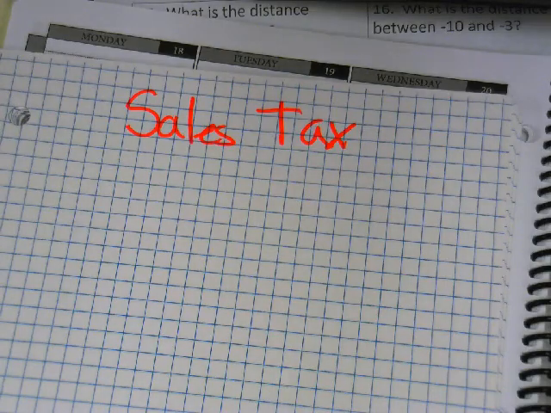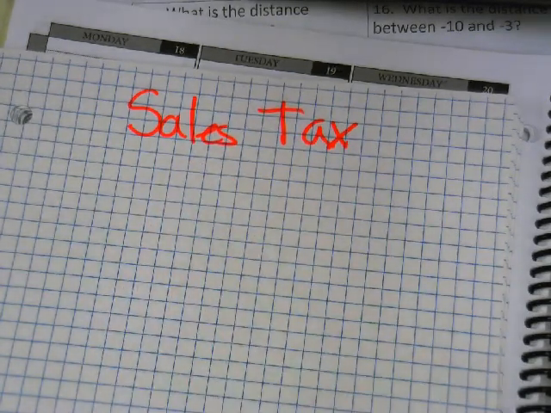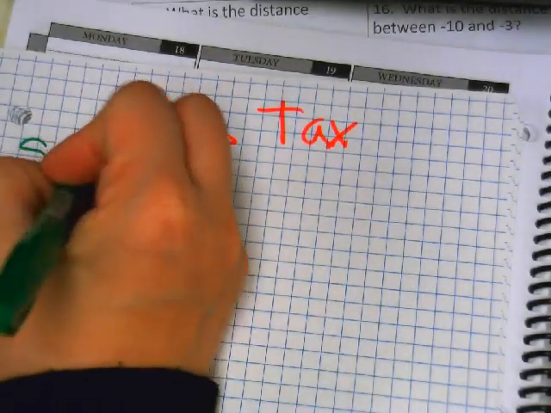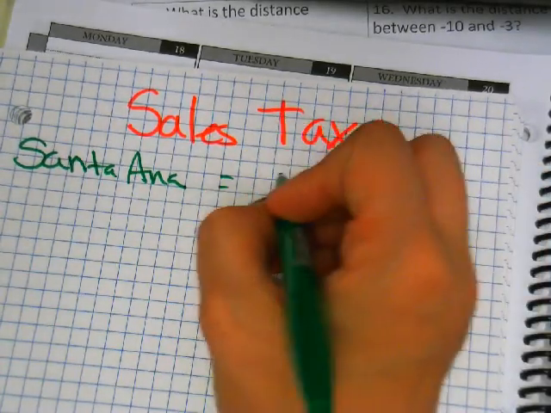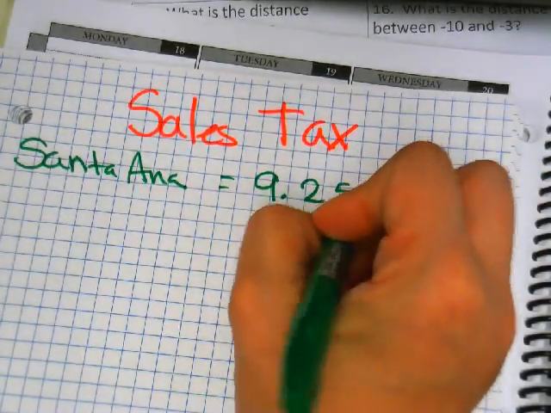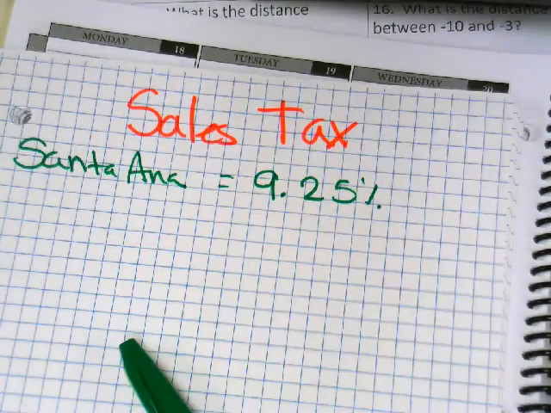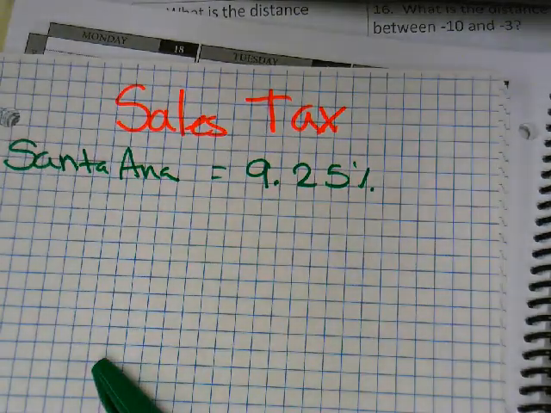Do you know the phantom tax? All right. Sales tax. We are recording in Santa Ana. We have a sales tax of 9.25%. Mr. Armstrong was talking about that. Good. Yeah. He taxed you?